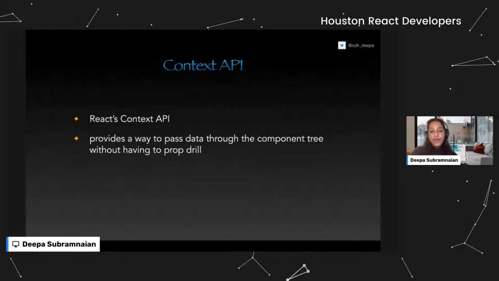Because of that, React came up with an API called Context API, as the previous method was inefficient, because you have to keep track of every prop that you're passing. This API provides a way to pass data through the component tree without having to pass it manually at every level.